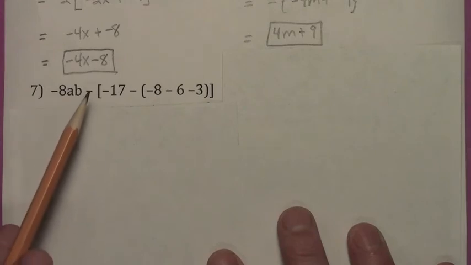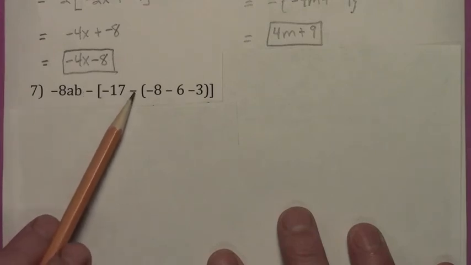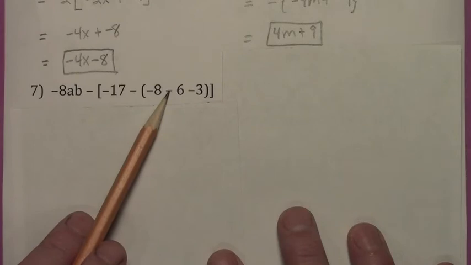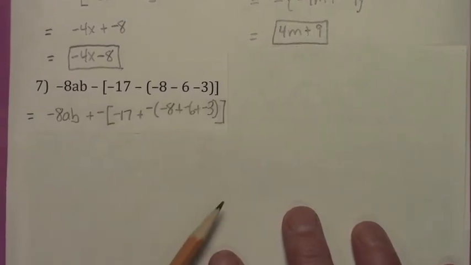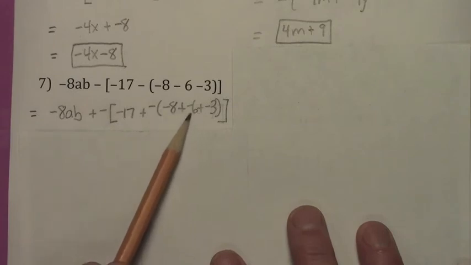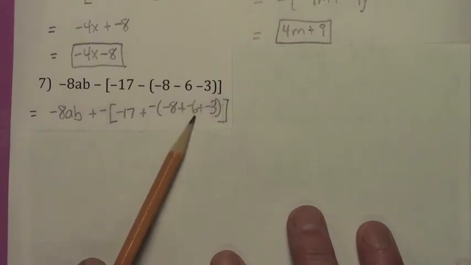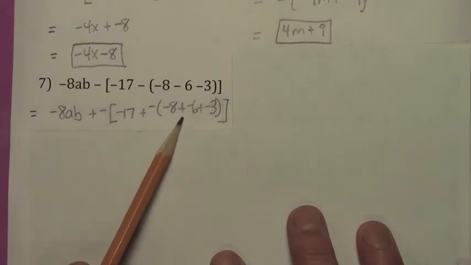We're going to change this minus sign to plus or negative, this minus sign to plus or negative, and same with this one and this one. That's all we're going to do. So we get this. Now inside these parentheses, you get negative 8 plus negative 6 plus negative 3. If you add up all those negatives, that would be a good step to do next.